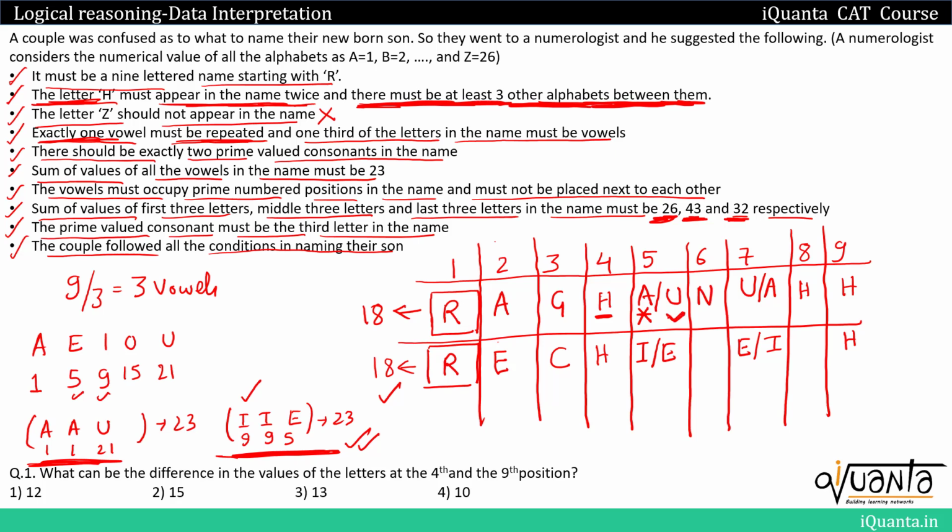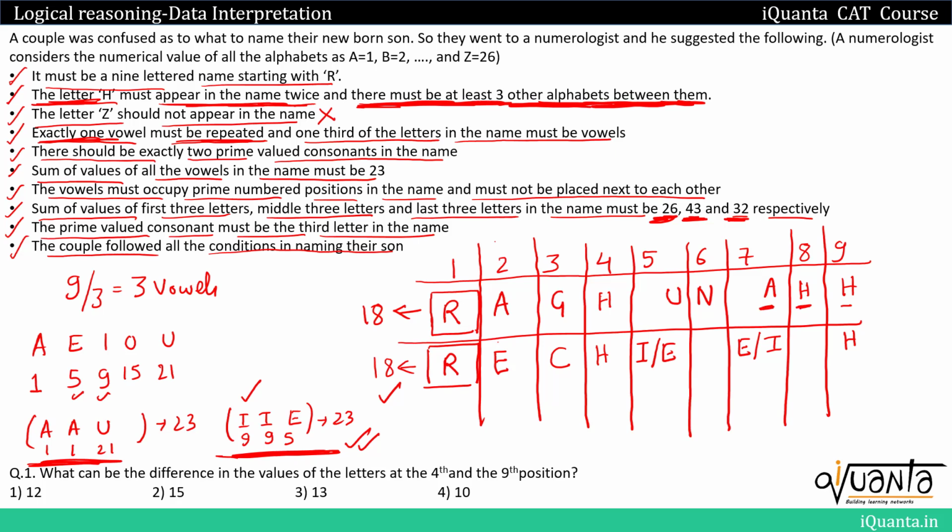Then in the first case we already know that at position 5 we have U. So at 7th position we will have A. So let me erase A and U from the 5th position. Now let us finally use the third last clue, which said that the sum of values of last 3 letters must be equal to 32. So we have A, H, H over here. And we already know that one of that H will be occupying either position 8 or 9.